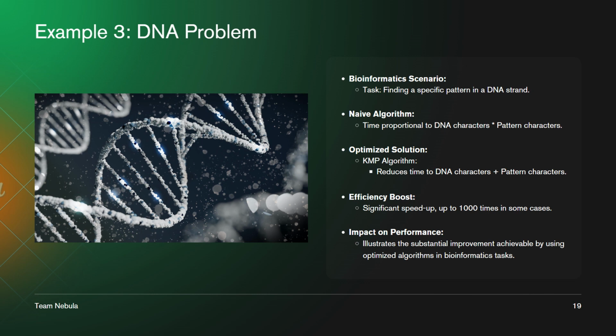Example 3. DNA problem. In the field of bioinformatics, you may be tasked with finding a specific pattern in a DNA strand. The simplest algorithm would take time proportional to the number of characters in the DNA strand multiplied by the number of characters in the pattern. However, using the KMP algorithm, you can significantly speed up the process. It takes time proportional to the number of characters in the DNA strand plus the number of characters in the pattern. This can make the algorithm much faster, even up to 1000 times in some cases.